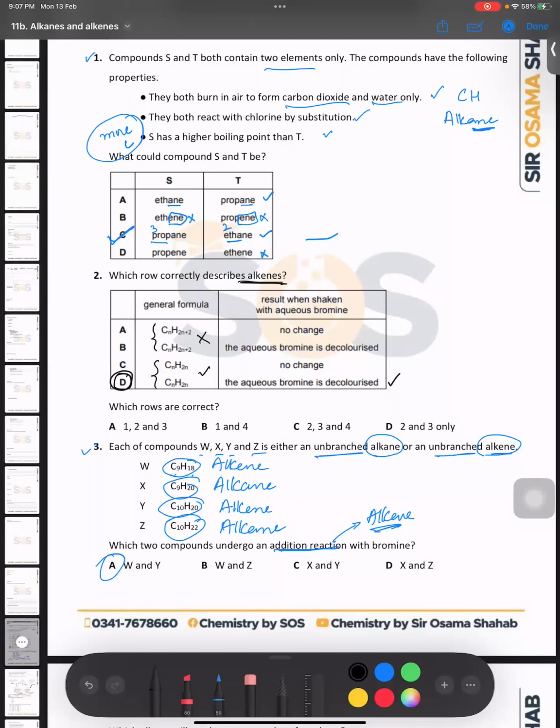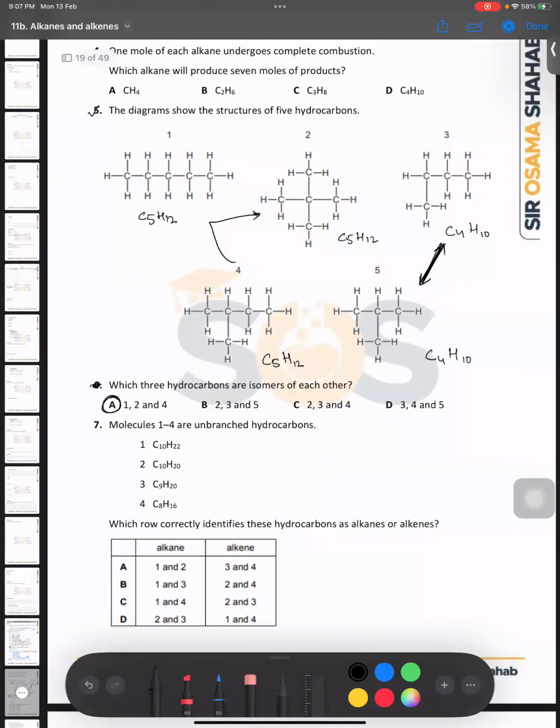Yes, sir. Okay, then if you talk about question number 4, in question number 4, 1 mole of each alkane undergoes complete combustion, which alkane will produce 7 moles of product? How can we solve this? The general equation we have is X carbon dioxide and Y over 2 water molecules. So here, this is 1, which is the value of X, and this is 4, which is the value of Y.